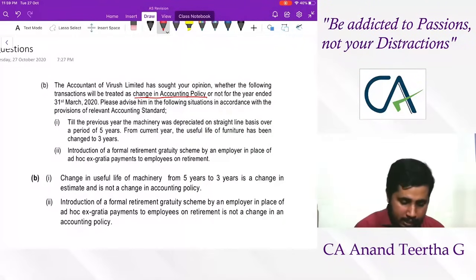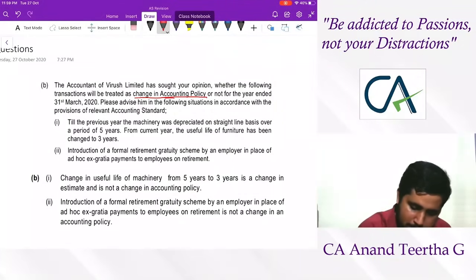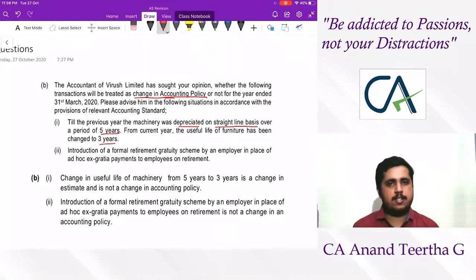So if you could see here, this question relates to change in policy. Okay. Now they are asking whether it is change in policy or not. Till the previous year, the machinery was depreciated on straight line basis over a period of 5 years. From the current year, useful life is changed to 3 years. So the 5-year useful life got changed to 3 years now. Is it a change in policy? The answer is no. It's a change in estimate.